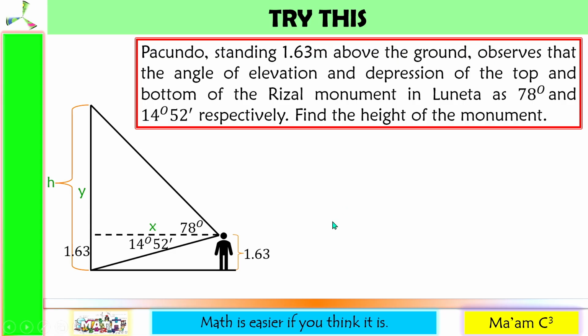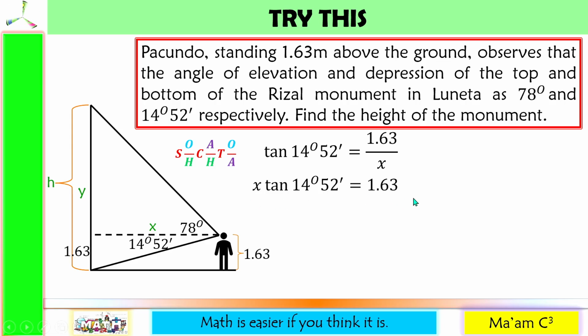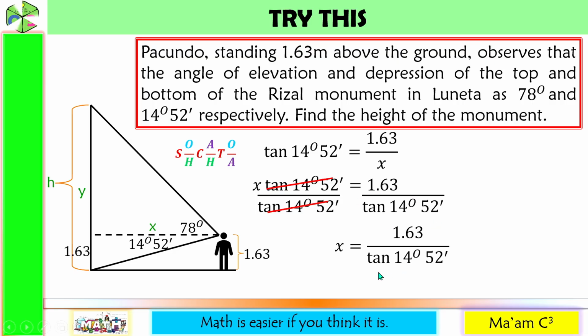Let us recall our device, and I'll start with the smaller triangle. In reference to this angle, this side is opposite while this one is adjacent. So tangent 14 degrees 52 minutes is equal to 1.63 divided by x. To solve for x, let us do cross multiplication. Let us divide both sides by tangent 14 degrees 52 minutes. So these two will cancel out. So x is equal to 1.63 divided by tangent 14 degrees 52 minutes.